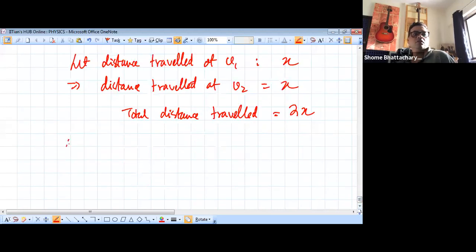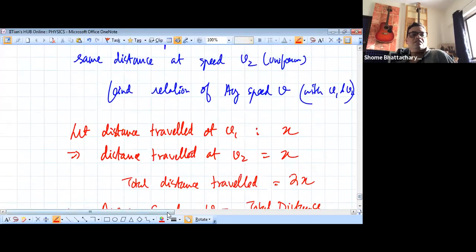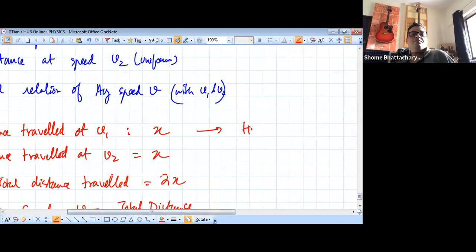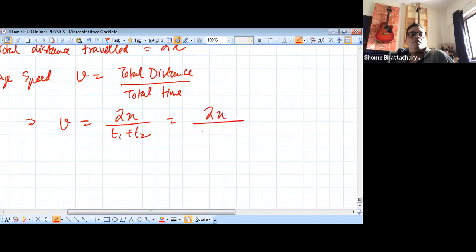So the average speed v will be how much? It will be total distance upon total time. The total distance is 2x, whereas we can write the time as t1 plus t2. If the distance x is traveled at speed v1, what is the time taken? It will be x by v1. And if the distance x is traveled at v2, the time taken is t2 equal to x by v2. So I can replace the total time t1 plus t2 with x by v1 plus x by v2.